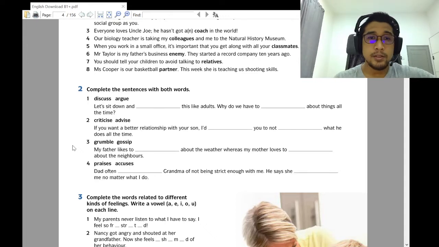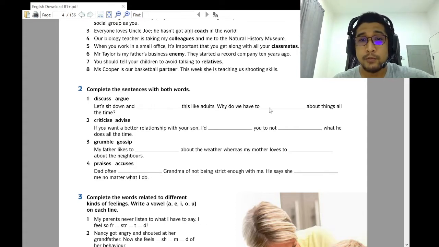Okay, you have finished. Very good. Number 1, let's sit down and discuss this like adults. Why do we have to argue about things all the time? Number 2, if you want a better relationship with your son, is it advise or criticize you? That's right, the answer is advise. I'd advise you to not criticize what he does all the time.